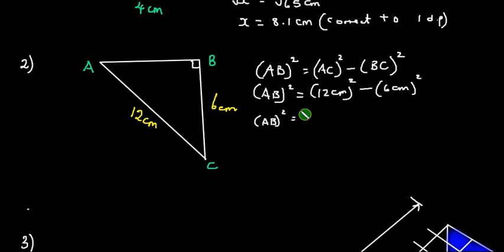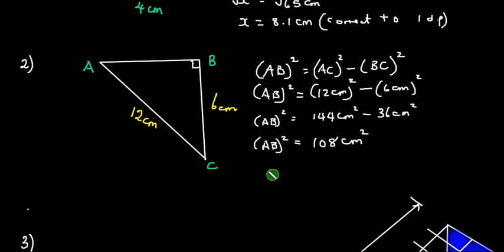AB square is equal to, when I square 12 cm, we'll have 144 centimeters square minus 36 centimeters square. So here we have AB square is equal to, when we subtract 36 from 144, we have 108 centimeters square. Again, we'll apply the root to AB square in order to find the length of AB.